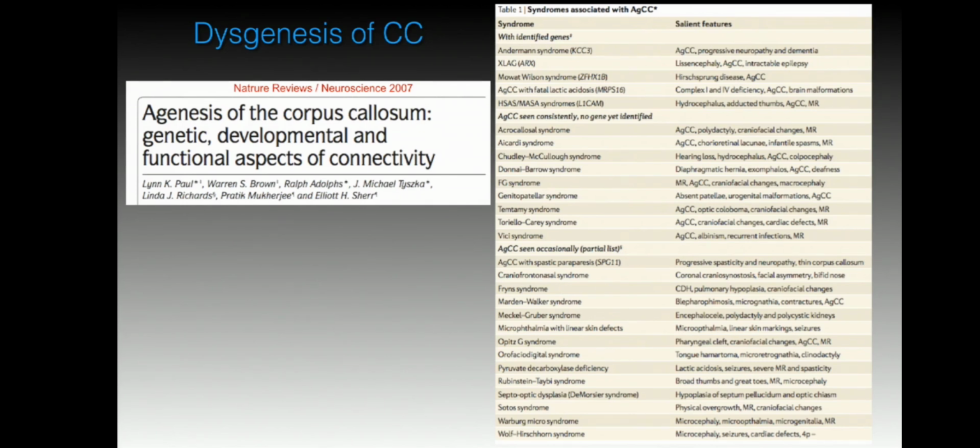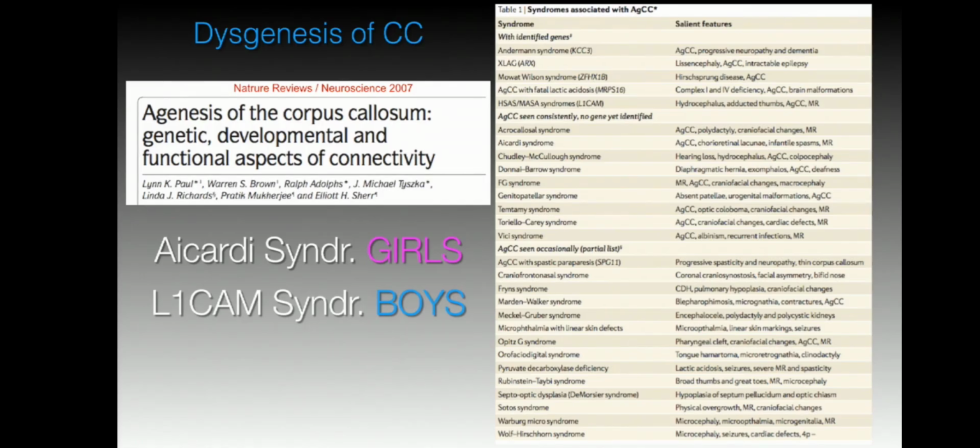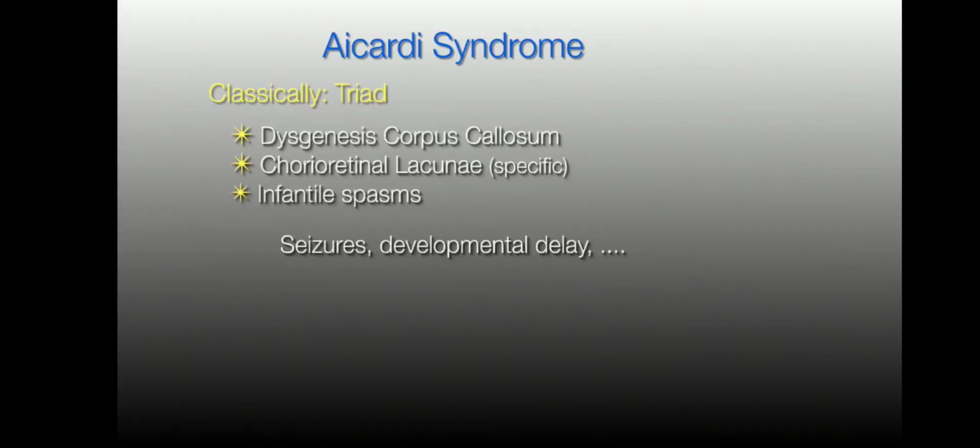The first thing I do when I look at corpus callosum agenesis is check if there are other associated anomalies, and if it's a boy or a girl. Because a typical disease for a girl could be Aicardi syndrome, and a typical disease for a boy could be the L1-CAM condition. These are written here: syndrome with identified genes with the L1-CAM, and with no genes, this is the other condition. So what about Aicardi syndrome?